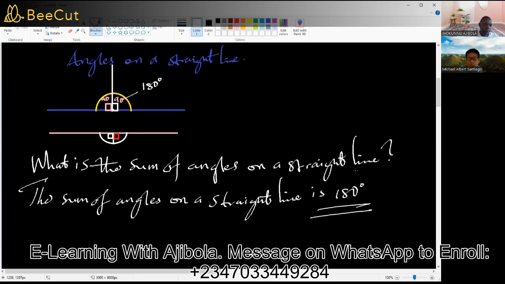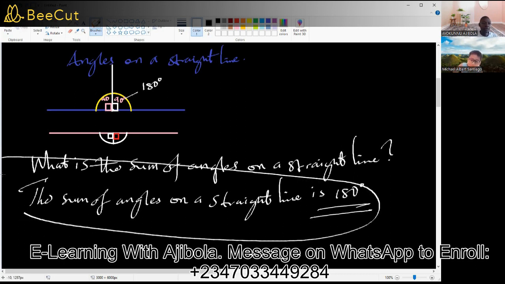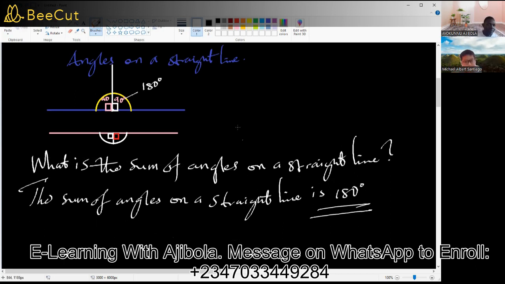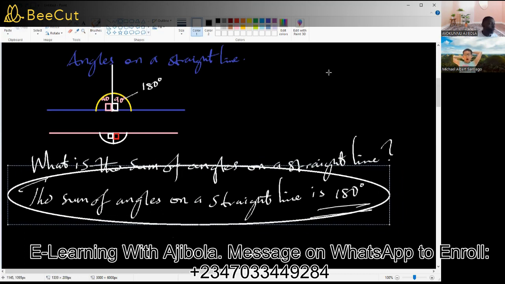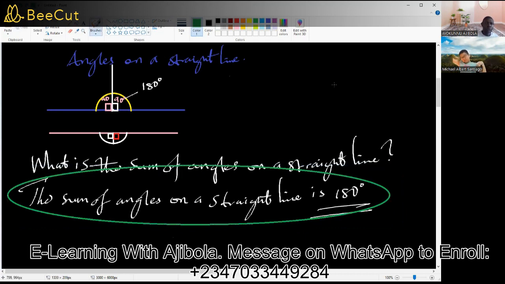So, Miggy, what is the sum of angles on a straight line? 180 degrees. Yes, that's it. Fine. So the sum of angles on a straight line is what? 180 degrees. Yes. So what does that mean?